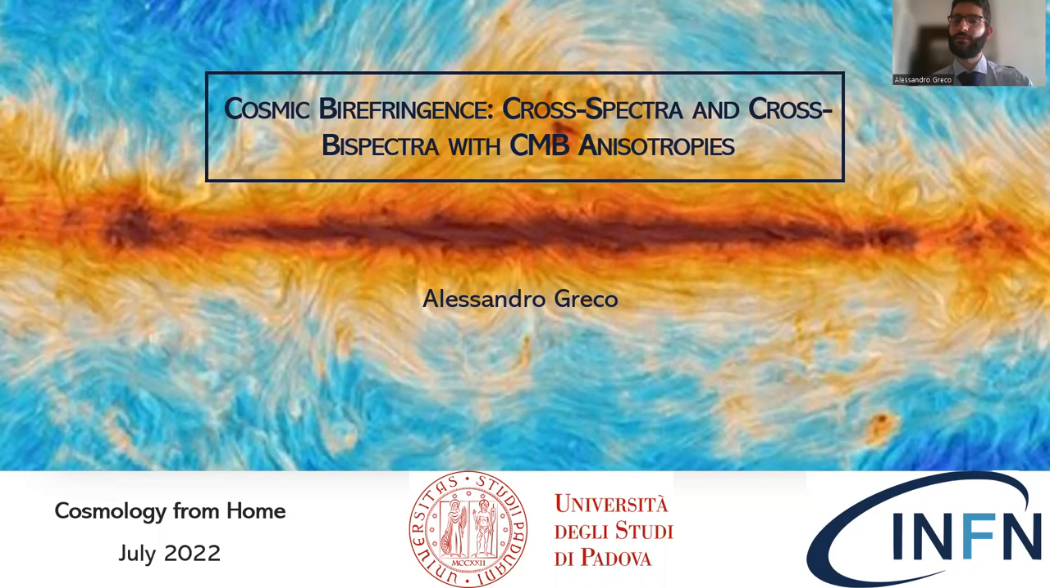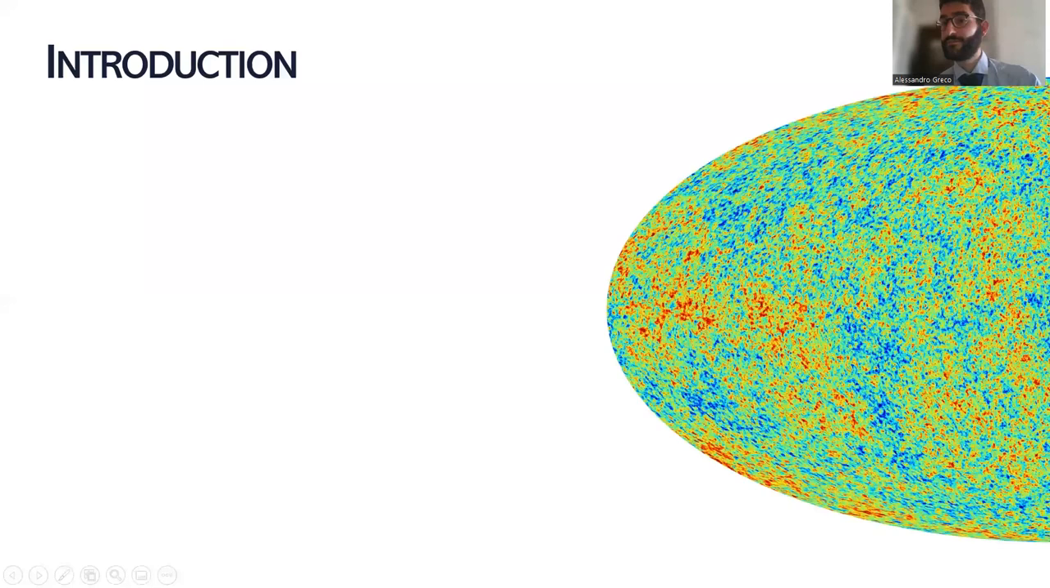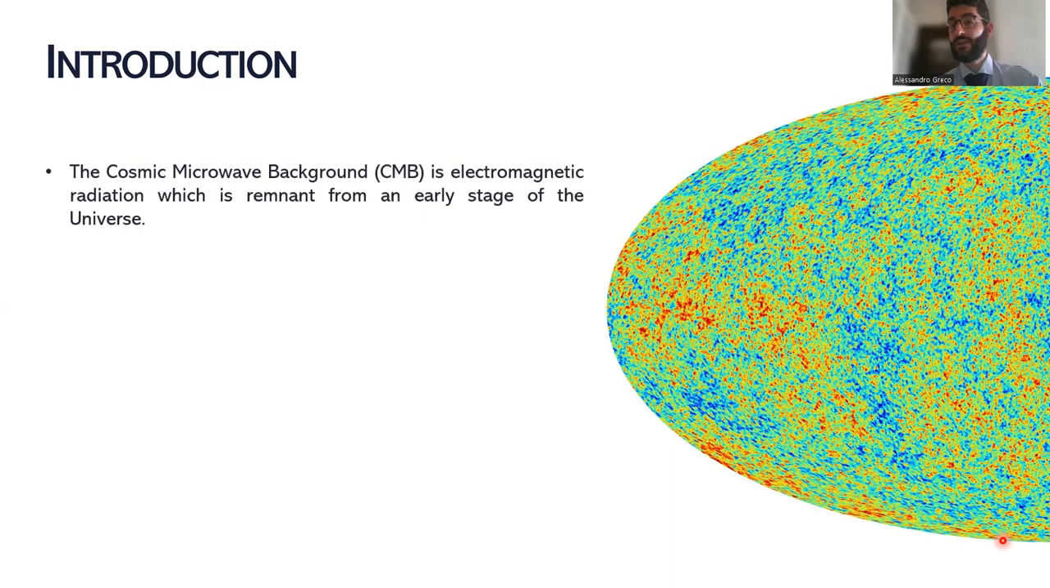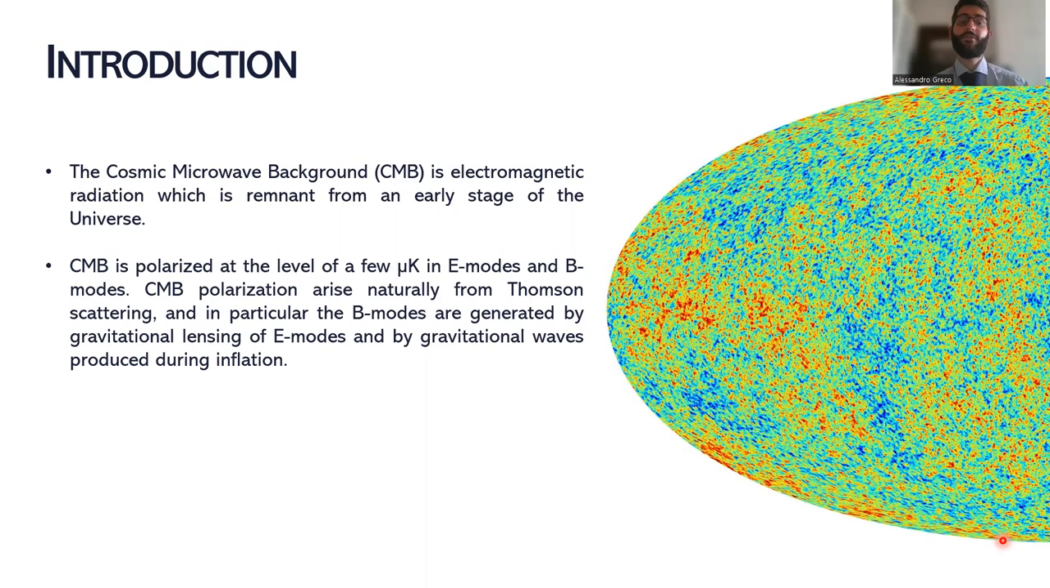So I think a good way to start is to start with our best friend, the CMB. Because you know that the CMB, the cosmic microwave background radiation, is nothing but a remnant from an early stage of the universe. And the CMB is also polarized at the level of a few microkelvin, the E modes and B modes.